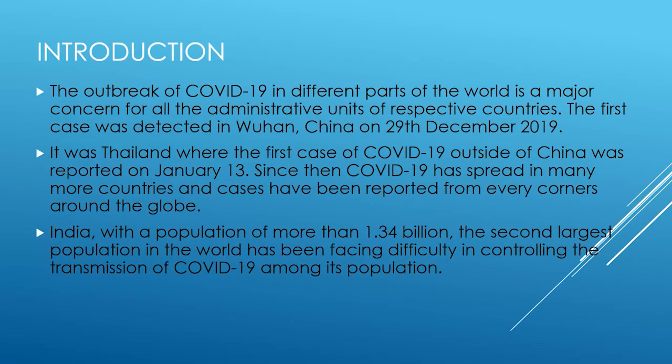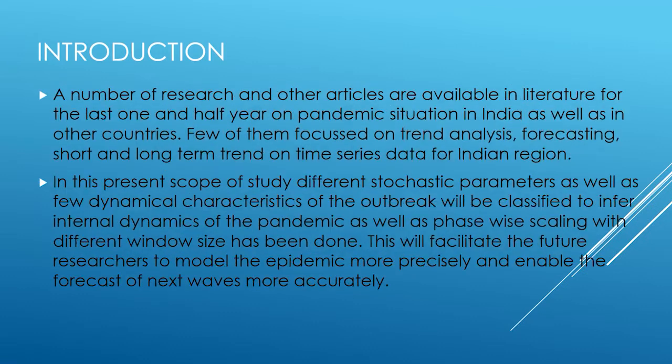As we know, the outbreak of COVID-19 occurred in different parts of the world, and it is a major concern for the administrative units of the respective countries. India, with a population of more than 1.34 billion, the second largest in the world, has been facing difficulties in controlling the transmission of COVID-19. In the scope of this study, I have presented stochastic parameters as well as a few dynamical characteristics of the outbreak that will be classified for the internal dynamics of the pandemic, and phase-wise scaling with different window sizes has been done in this project.